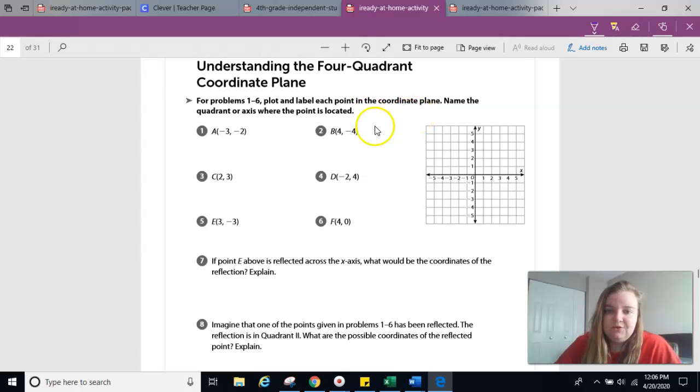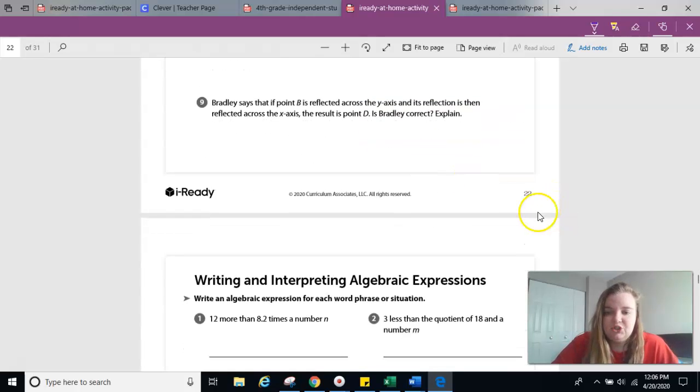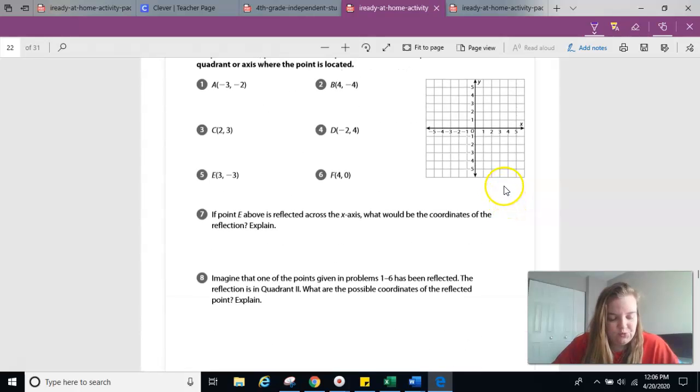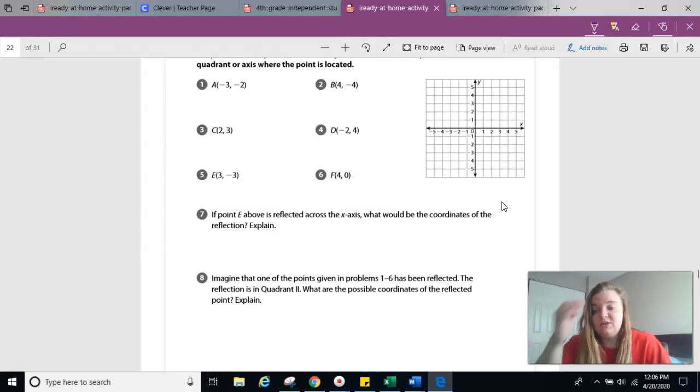Alright, we are moving on to page 22 for the last assignment for this week.